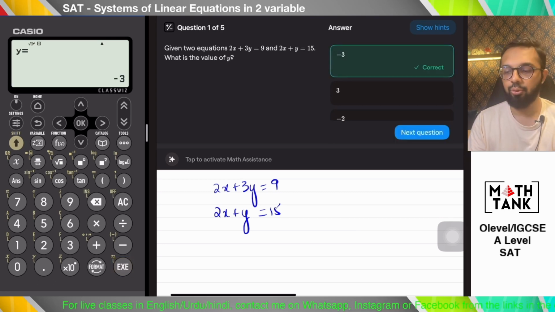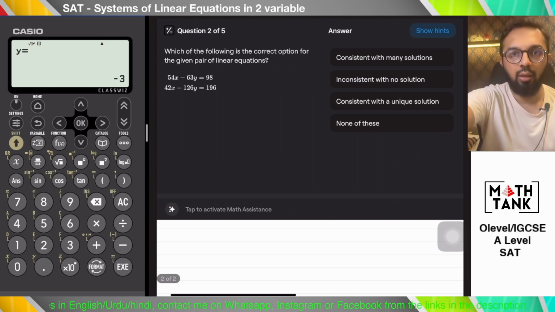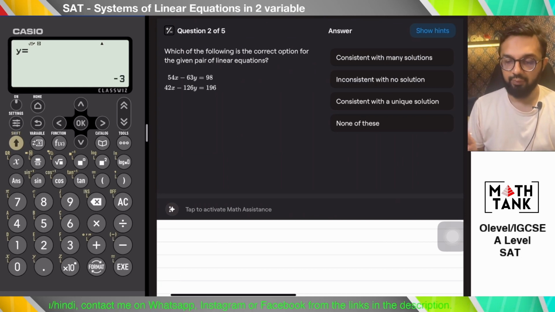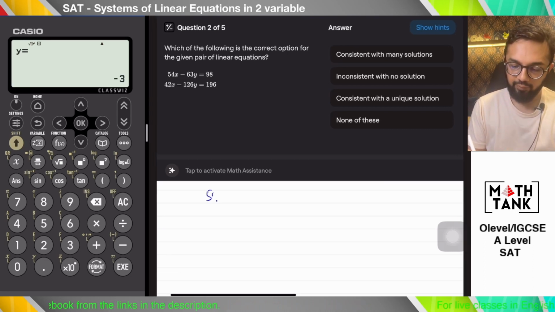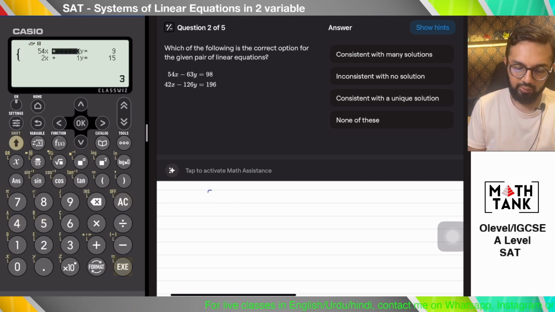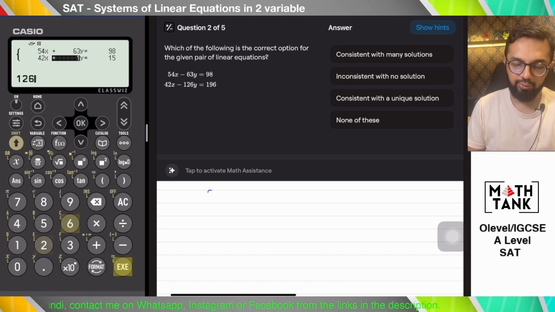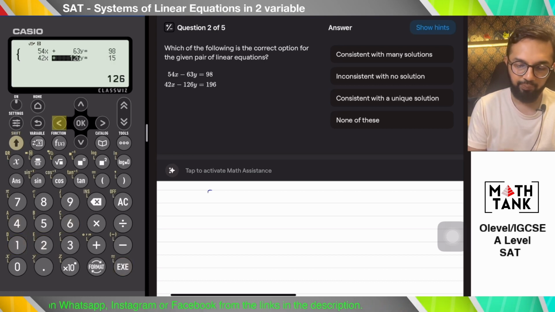Often we end up choosing the wrong answer instead of looking at the specifics of the question. Okay, so which of the following is the correct option for this? So 54x. Okay, it's in that form. So let's just go 54, 63. Now, you see, if you were doing this manually, you would probably have a lot of trouble thinking about what numbers are substituting and all those things.